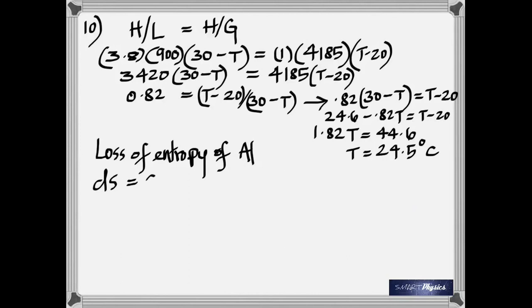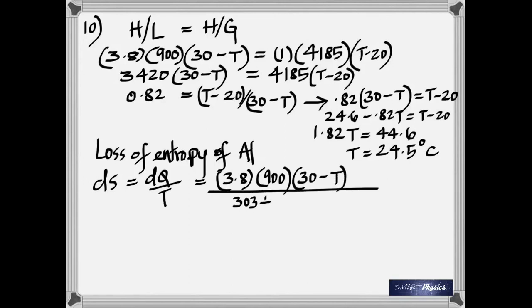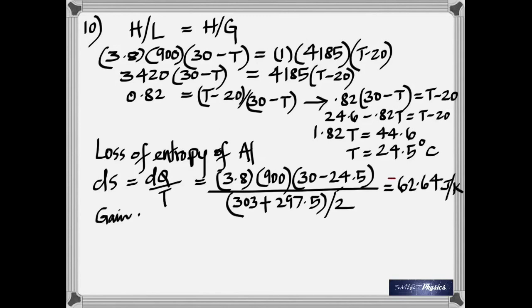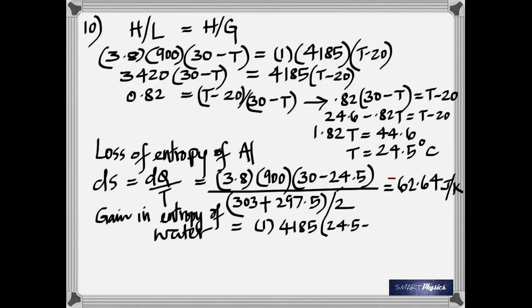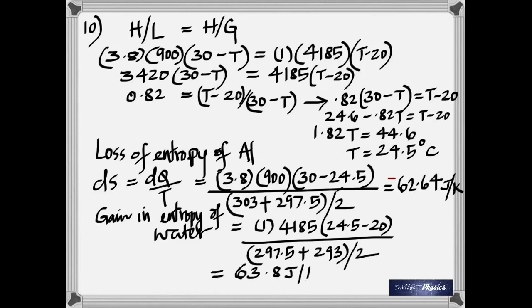And then separately find the change in entropy, first of aluminum: mass times its specific heat times the change. Oh, the T is 24.5, so we've already calculated that. And then find the gain in entropy of water. So that's mass, specific heat of water times the change, and then take the net change in entropy.